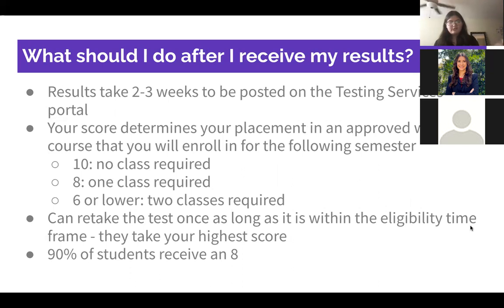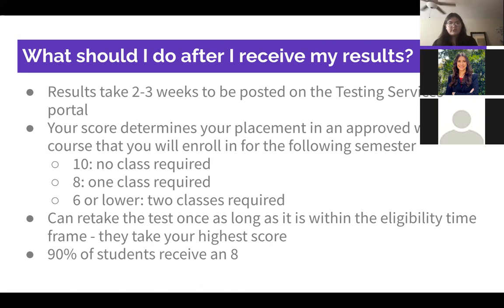After you receive your results, this is some information. Results usually take 2 to 3 weeks and are posted on the testing services website, which is where you registered. Like I mentioned at the beginning, your score on this exam will determine your placement within the upper division writing courses. So a 10 means no class is required, an 8 means 1 class is required, and a 6 or lower means 2 classes are required.